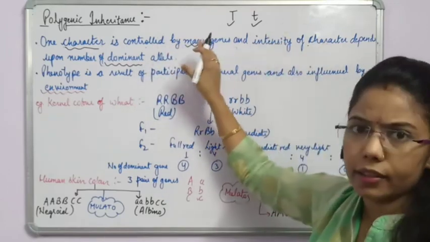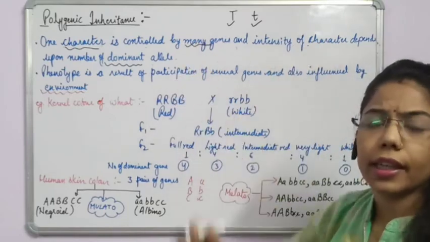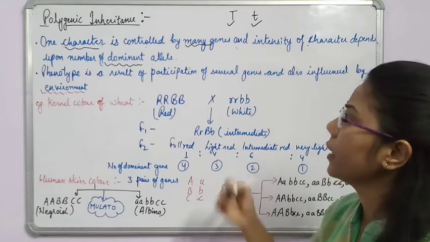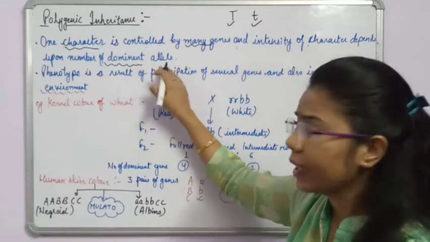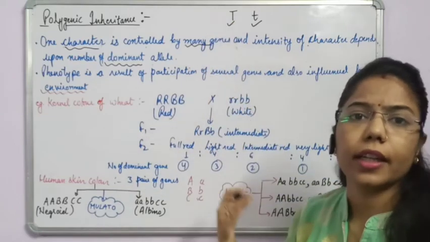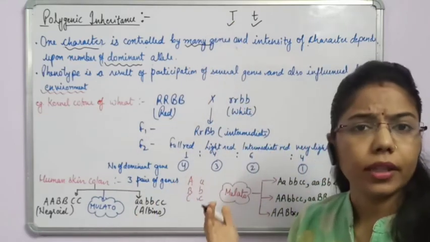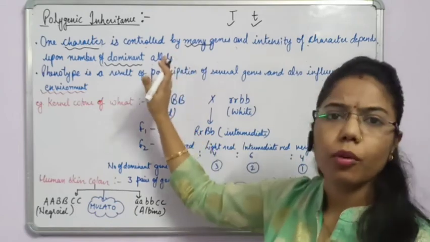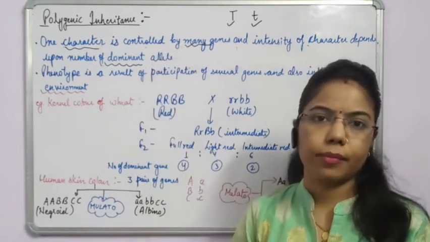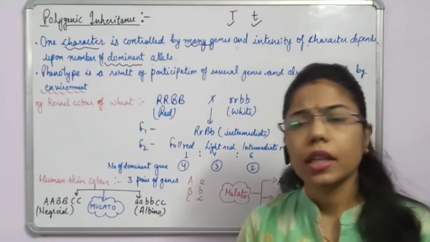So according to polygenic inheritance, the character will be controlled by many genes as well as the intensity of that character. Okay, it means that जो भी intensity होगी, कितना character वो show कर रहा है, वो किस पर depend करेगा, number of dominant allele. जितने ज़्यादा dominant allele होंगे उतना ही ज़्यादा character वो express करेगा. ओके और जितने कम डोमिनेंट जीन्स होंगे उतना कम वो कैरेक्टर एक्सप्रेस करेगा, राइट? So as we have done, 2 things are there, phenotype and genotype.